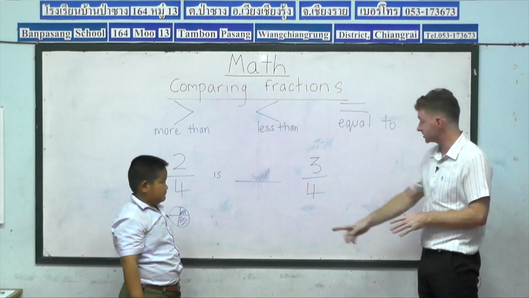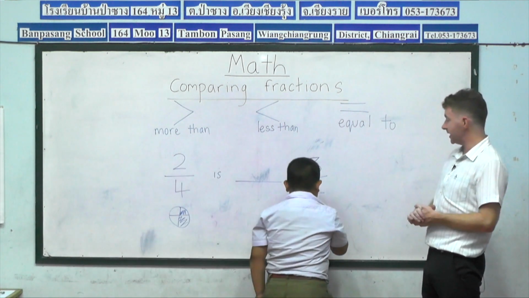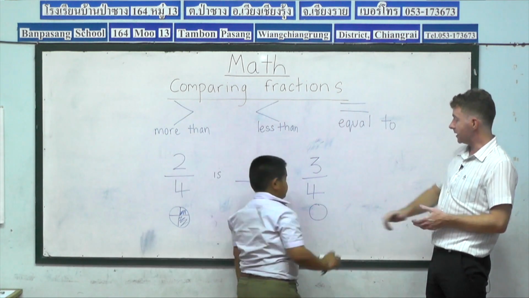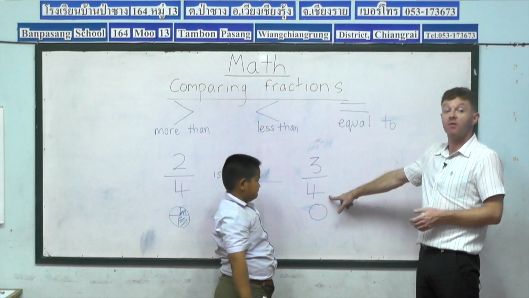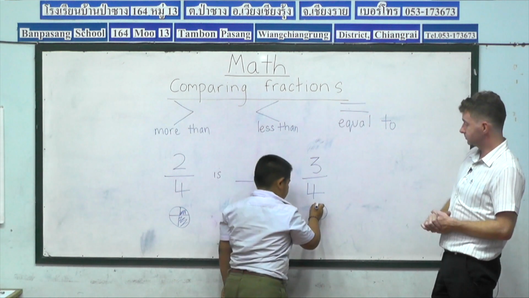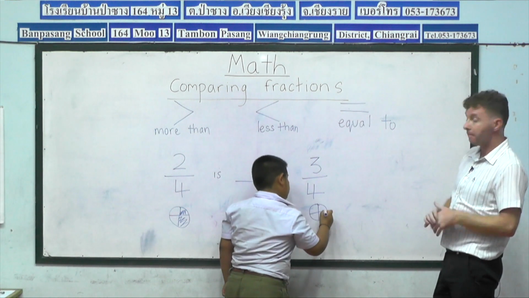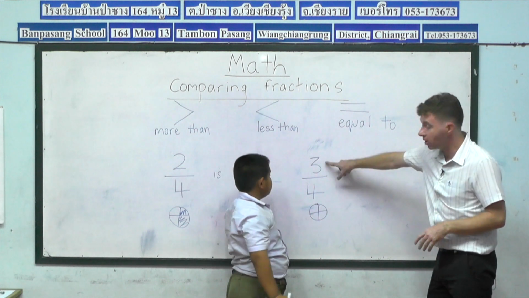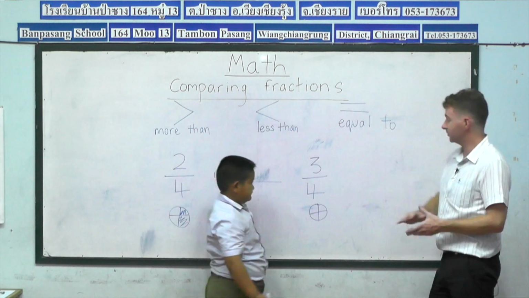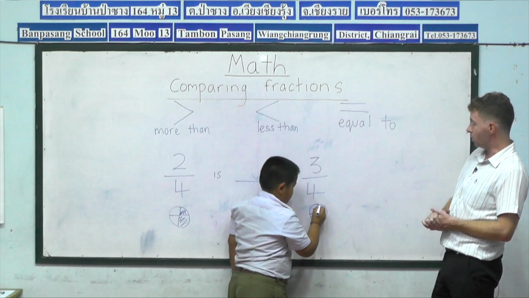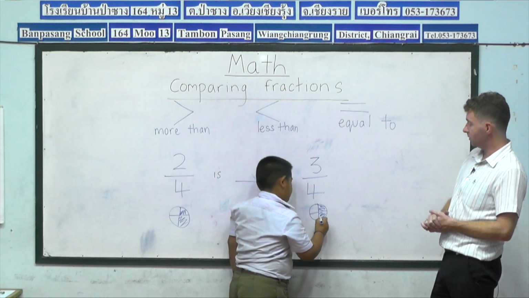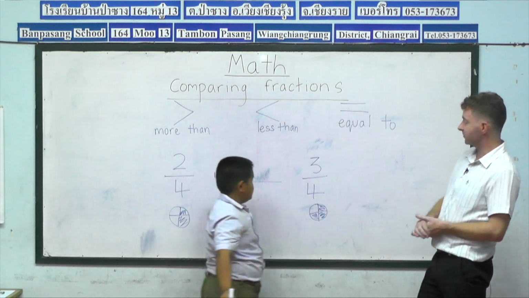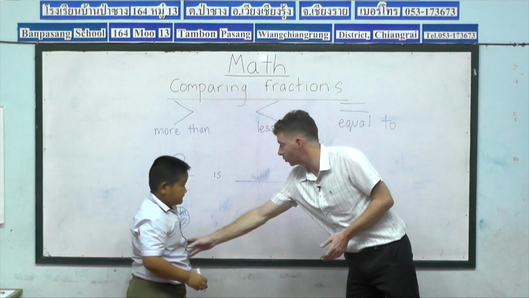Okay. Now let's do the same with the next fraction, and then we'll be able to see what the relationship is. So one more circle here, Net. And how many parts? 4 again. But this time, how many are coloured? 3. So let's do it. 1, 2, 3. Excellent.